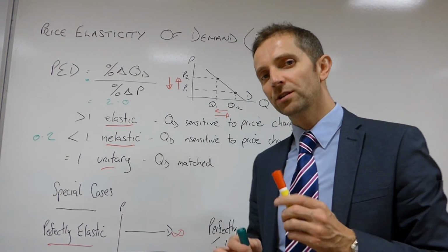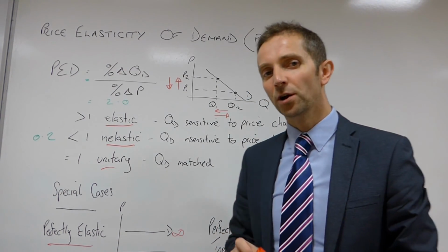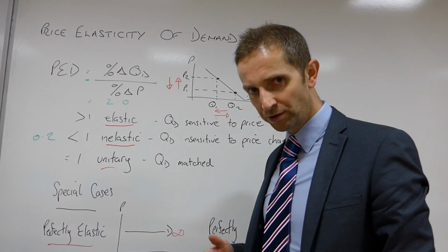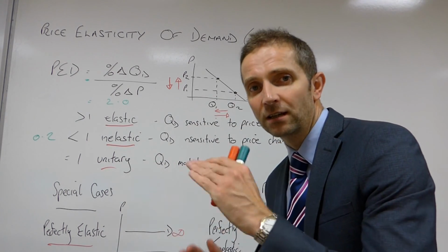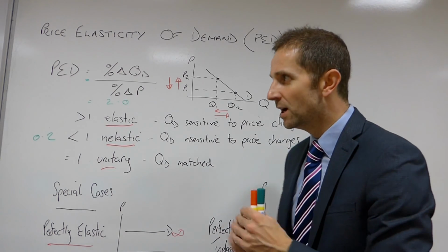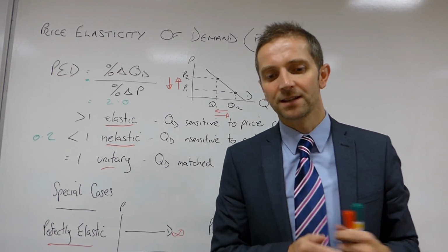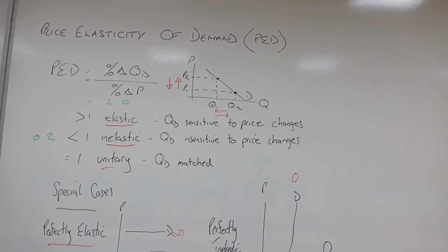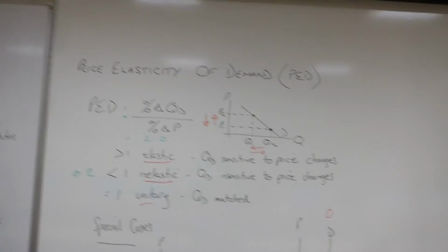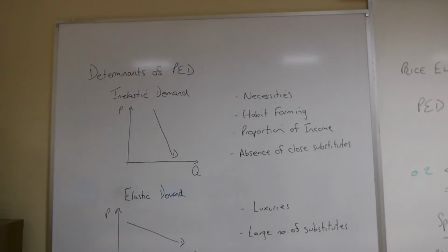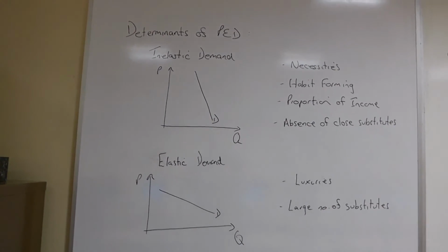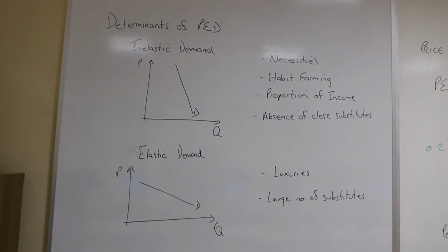So now I just want to consider what the actual determinants are of price elasticity of demand. So what makes a good or service inelastic in the sense of price elasticity of demand? What makes it elastic in the sense of price elasticity of demand? So let me just move along here to one I've prepared earlier, as one might say. Make sure we're in focus. Excellent.